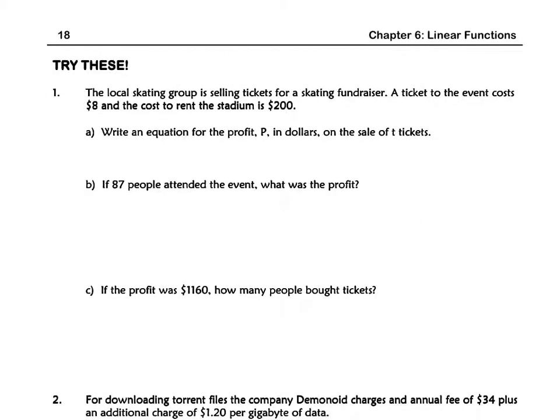Okay, the last set of examples is basically combining some of the stuff we did in Chapter 5 with what we're doing here in Chapter 6. So the first question is about a local skating group selling tickets for a skating fundraiser. A ticket to the event costs $8 and the cost to rent the stadium is $200. The first part of the question asks you to write an equation for the profit in dollars on the sale of tickets.